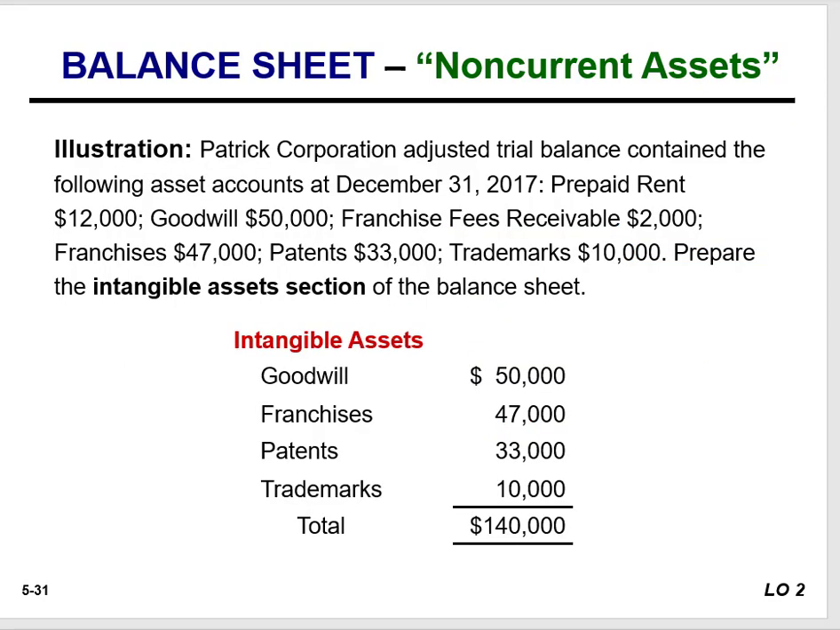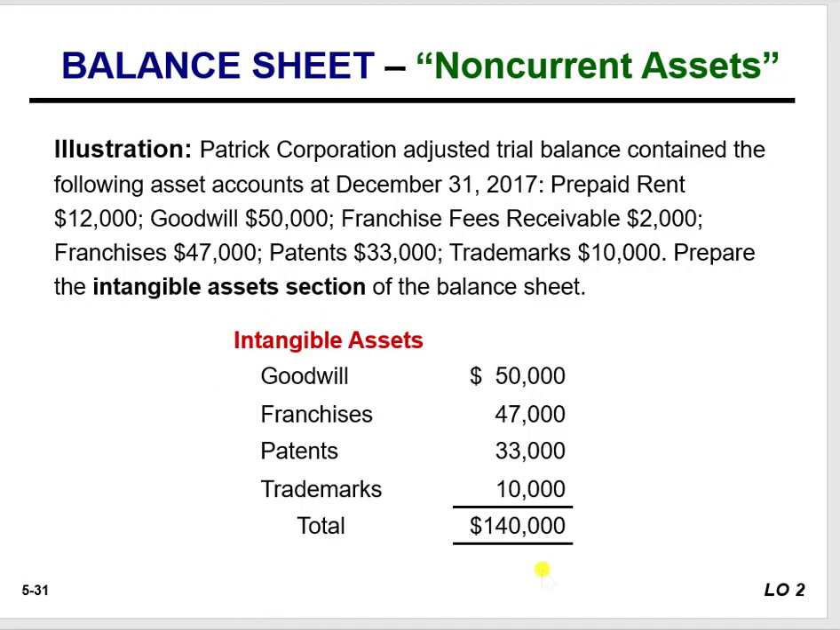So as an illustration, Patrick Corporation's adjusted trial balance contained the following accounts at December 31st, 2017. Prepaid rent at $12,000, goodwill at $50,000, franchise fees receivable of $2,000, franchises of $47,000, patents $33,000, trademarks of $10,000. Prepare the intangible assets section of the balance sheet.